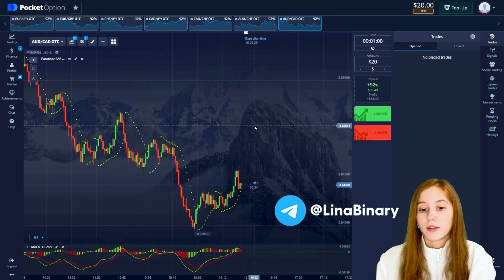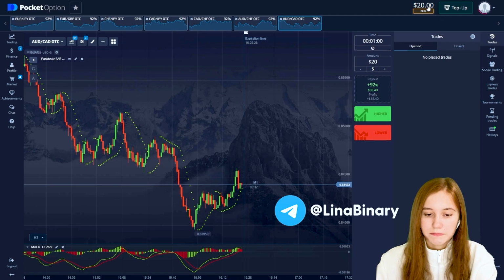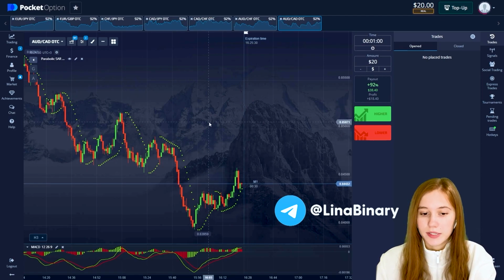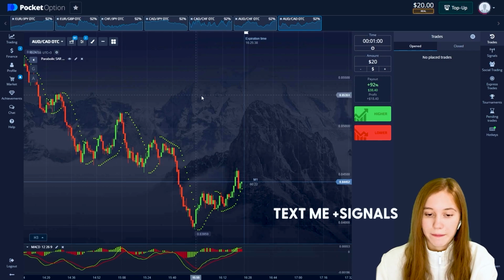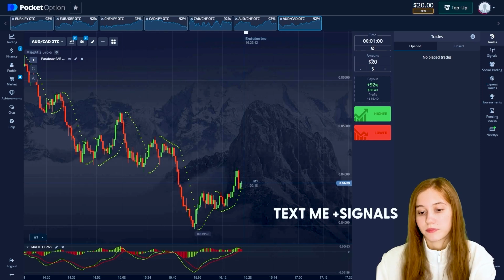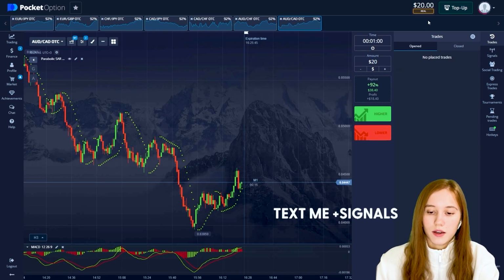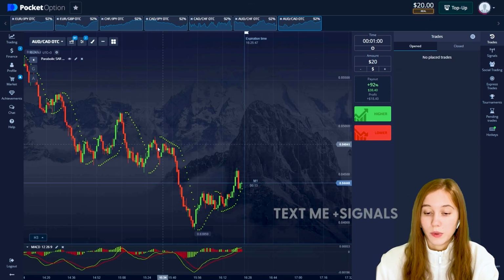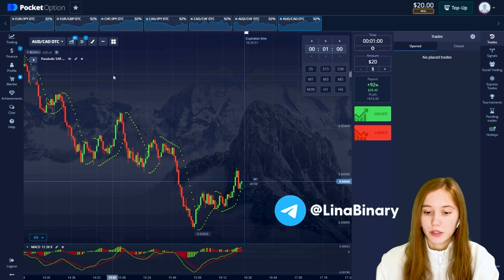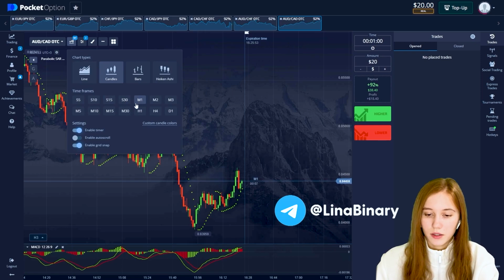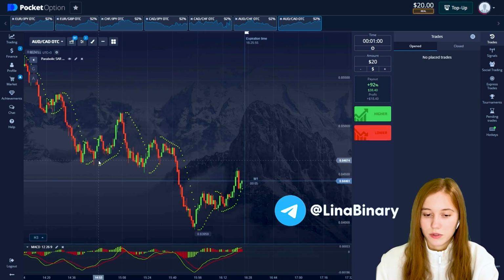I'll trade with the amount of $20. Let's see what happens. Let's get started with our trading. The first thing, we start on our workspace. $20 is our daily amount, and the next is the 1 minute time frame on our chart.